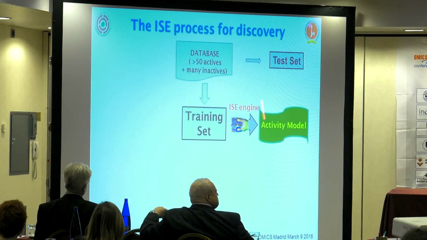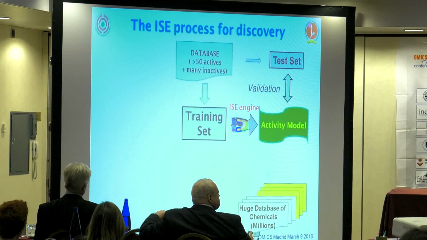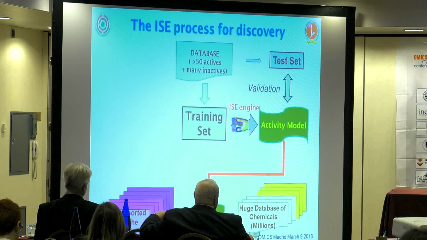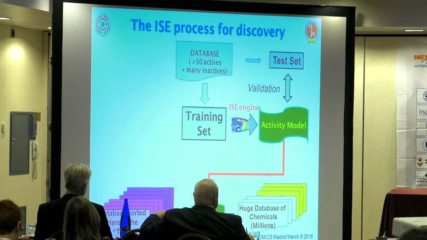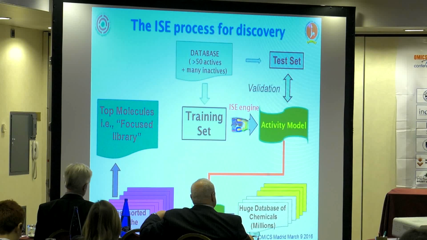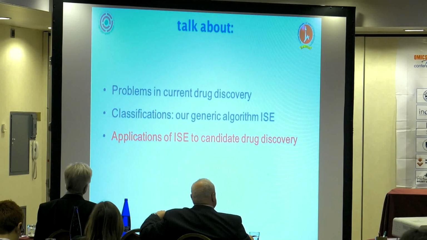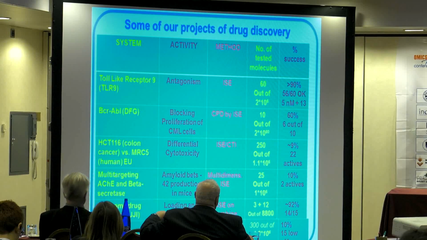Once we have this activity model, we confirm it with a test set, and if it is confirmed, we can pass a huge set of molecules through this activity model, score all of them, arrange them, sort them from the best to the worst, pick the top molecules, and purchase and send them for wet experiment.